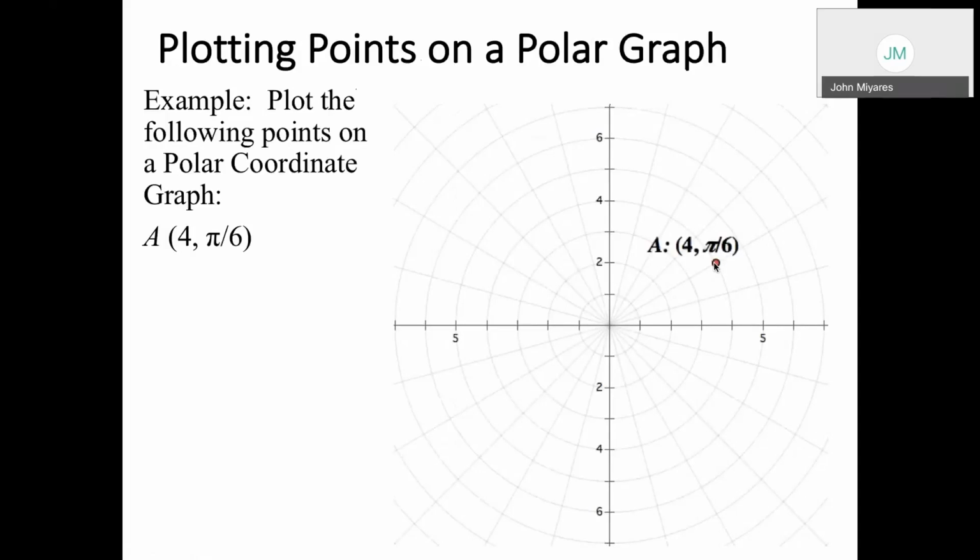Let's try another one. What if we wanted to plot the point 3, 0? Then what we're going to do is go out 3 units from the pole, but not rotate any measure of an angle at all. That's going to land our point B right here.